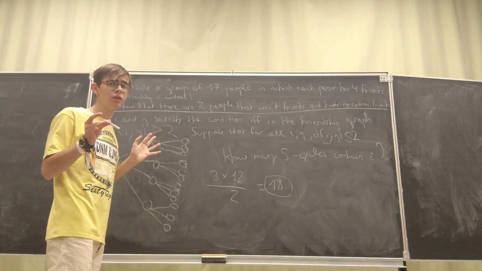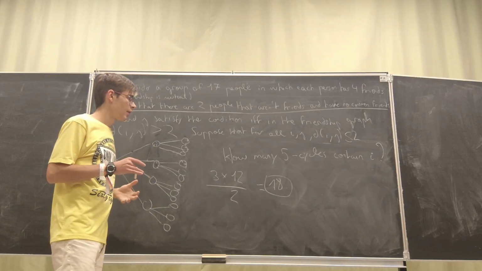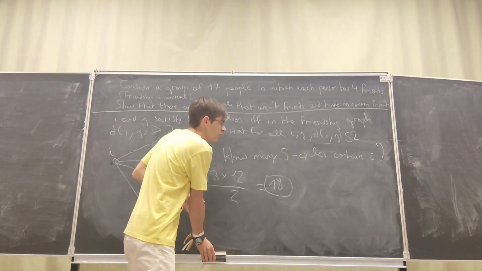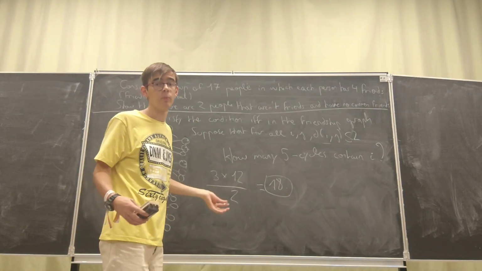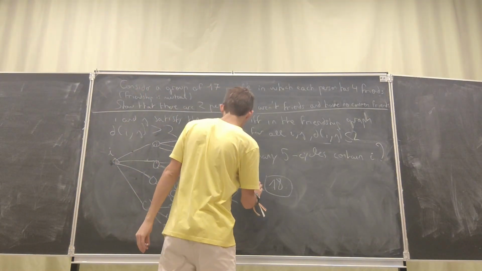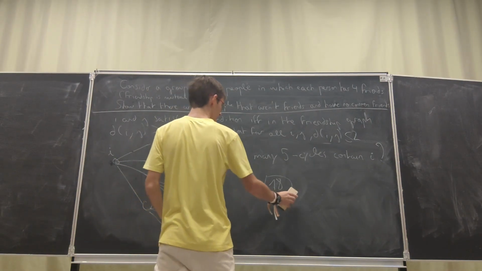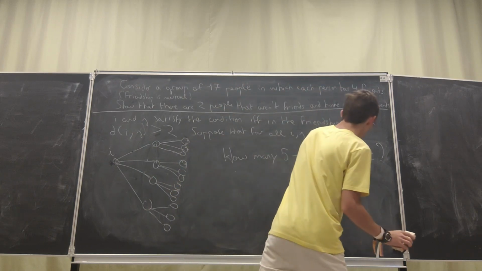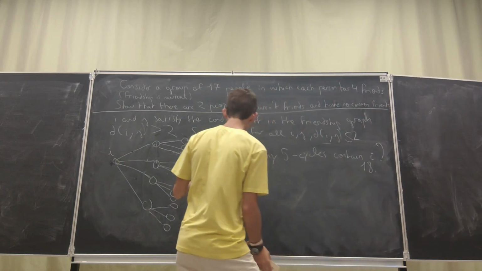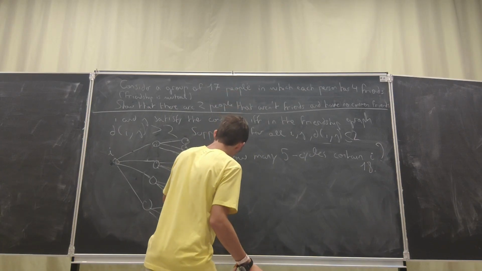So this is independent of I, which is really nice, because it means that we're going to be able to find the total number of 5-cycles quite easily. So let's just write 18. So how many 5-cycles in total?